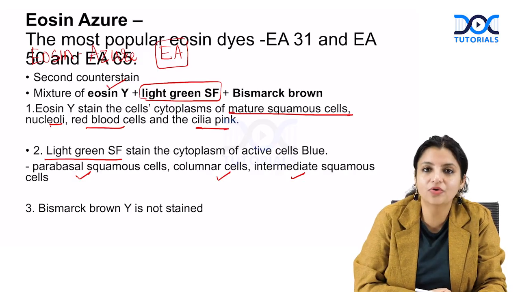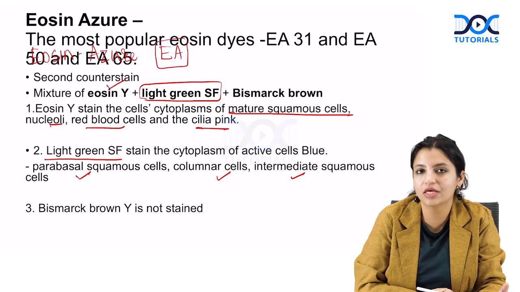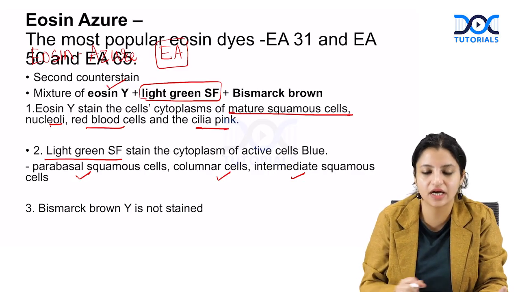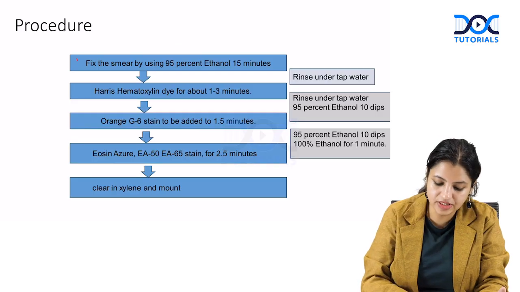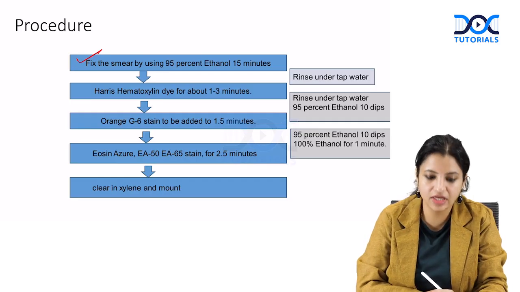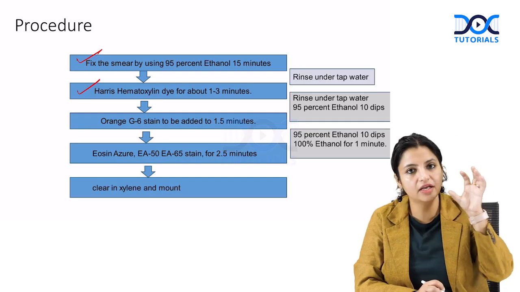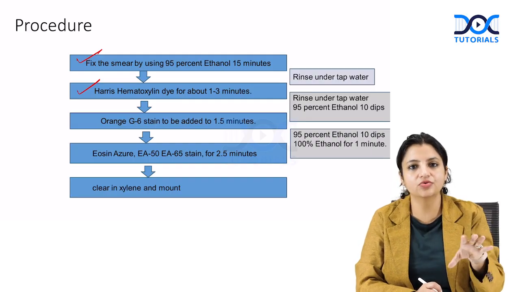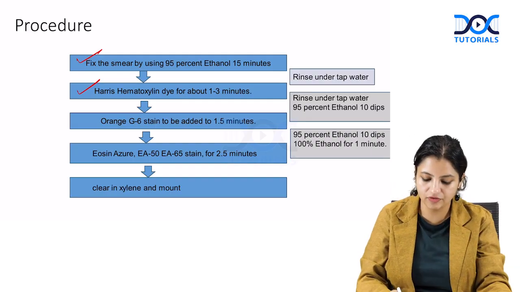So if somebody asks you how you make a staining for the Papanicolaou stain, it's very easy. You just have to use these 3 dyes. First, you fix the smear. Usually the fixative for any cytology is 95% ethanol. You fix it for 15 minutes. After that, first you add hematoxylin, for 1 to 3 minutes.